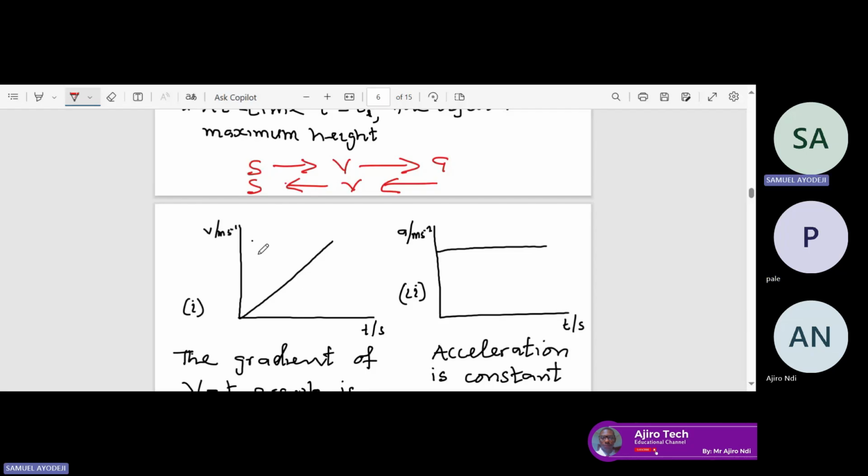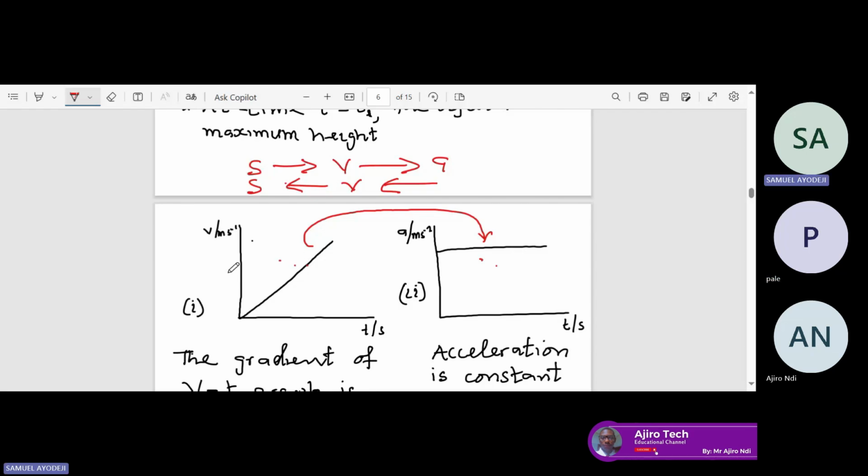Now look at this. What happens to the gradient? Is it constant, increasing, decreasing, or zero? It's constant. So acceleration is constant. See the way I translate it. That means a is constant. This is a constant graph. You must be able to draw this, to move back from here to this.